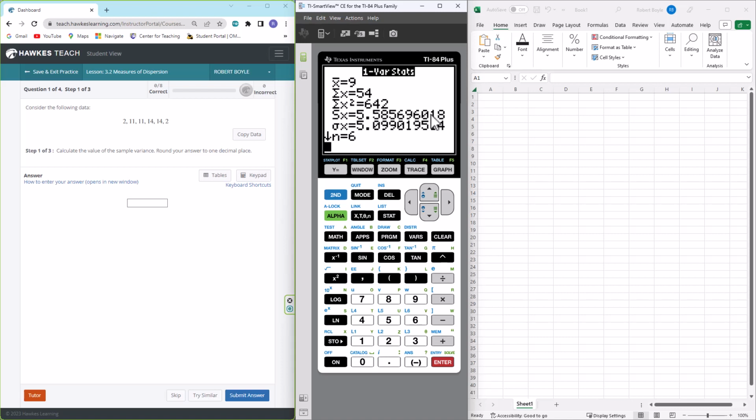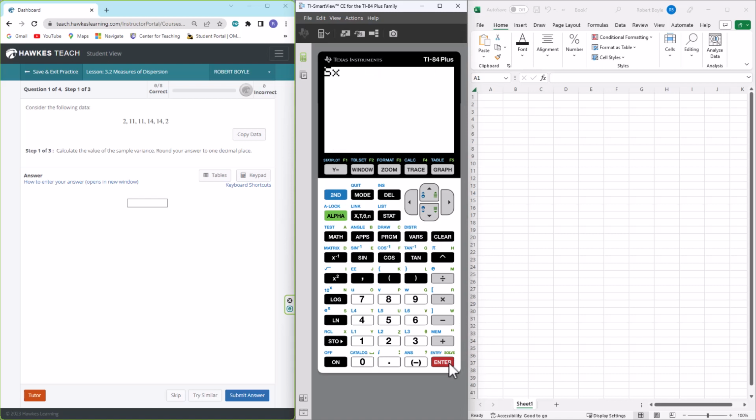But we need the sample variance. So how can we do this kind of neatly? Well, what you can do is come down to this button right here, VARS. This stands for variables. We're going to use this to get that value. Okay, VARS. These are statistics variables, so we want to go down to 5. You can either go down to 5 like this and hit enter, or we can just hit the number 5. And this is the variable that we want, Sx. Highlight Sx, hit enter.